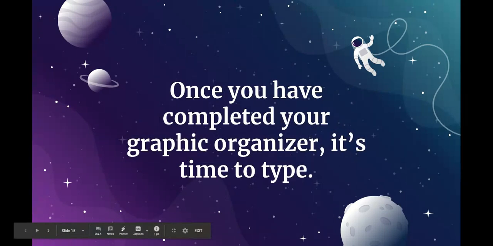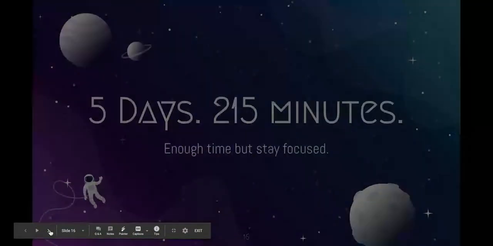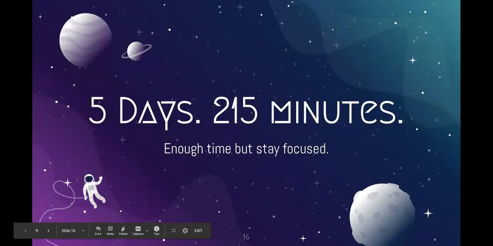Once you've completed your graphic organizer, it is time for you to type. And again, everything will be typed on Google Classroom to make it easy and accessible to both of us. So you have 5 days. That equals out to about 215 minutes. Now, that is a misnomer, I think, because by the time you actually get your computer, get logged in, get ready to go, and then we factor in time to put your computer away, it's about 30 minutes a class period, not 43. So please know you have enough time, but you really need to stay focused.